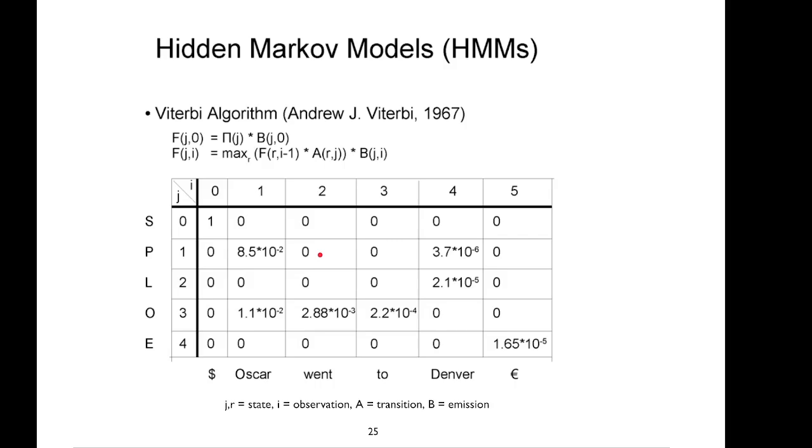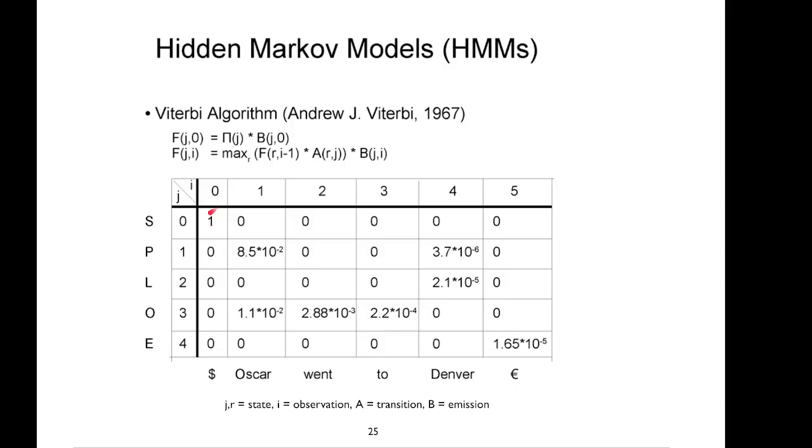So let's do this now in practice for our concrete example of Oscar went to Denver. Here's our matrix, and importantly, on the x-axis we have the observations. From 0 to 5, we have 4 different words, and then the last observation is the end symbol, while the first observation is the start symbol. And we have 5 different states: PLO, proper ones, person, location, other, but also the start state and the end state.